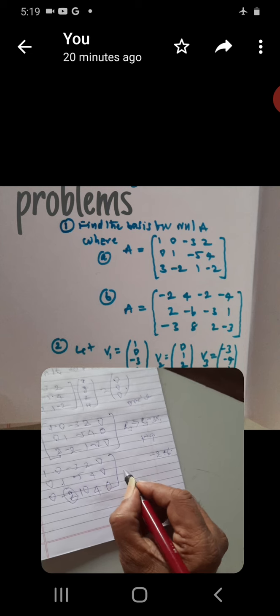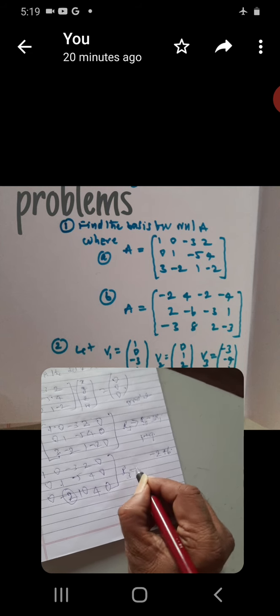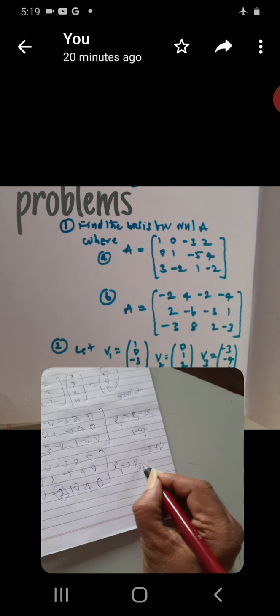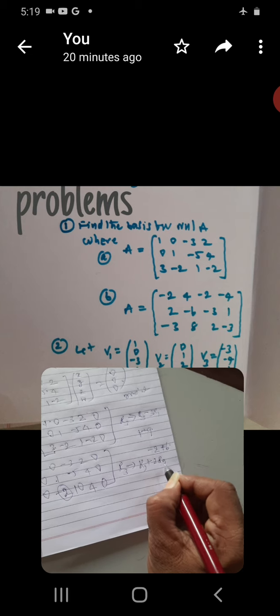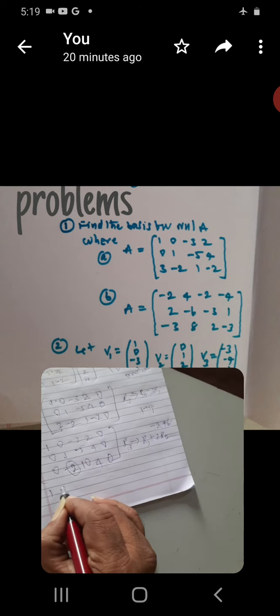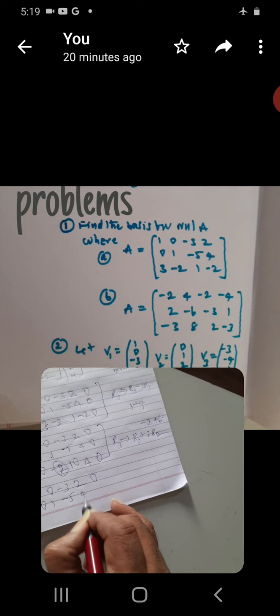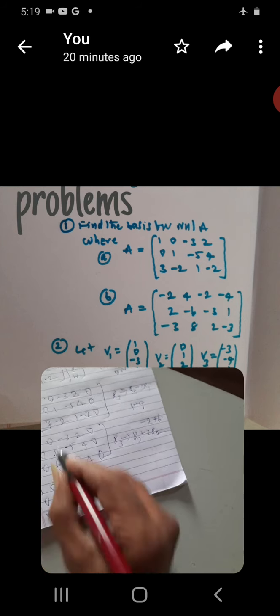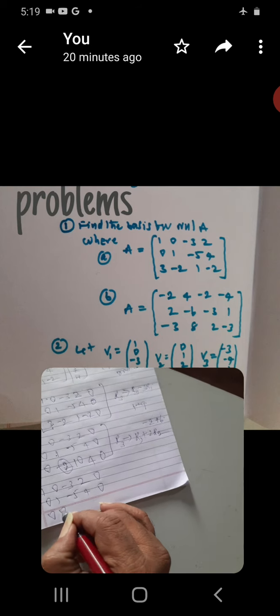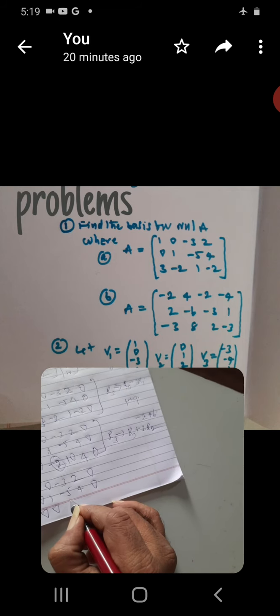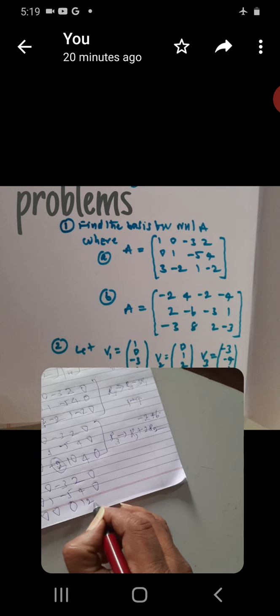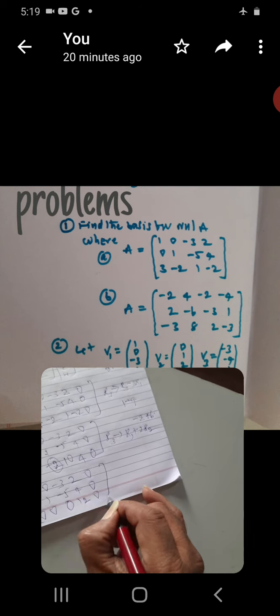In the last case, the last iteration: R3 plus 2R2. Now see 1, 0, minus 3, 2, 0; 0, 1, minus 5, 4, 0. Here 0, 2 minus 2, 0, 10 minus 10, 0. Here 12, 0. This is the case.